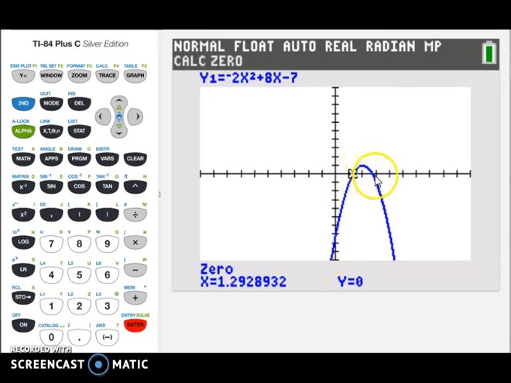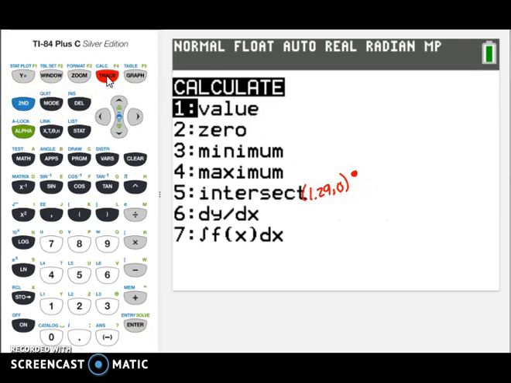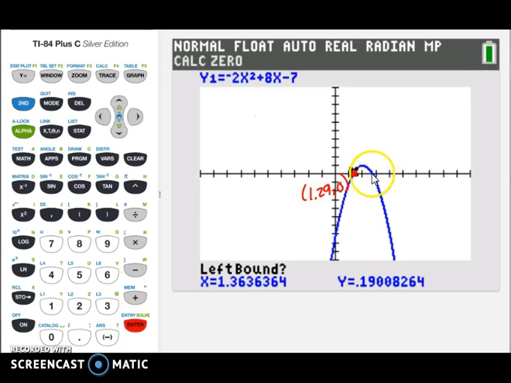So let's find the other 0. Let's write this one down: 1.29, comma 0. So that's this guy. So now I want to find the other one. I'm going to go through the same steps. I'm going to go to second, and go to trace. Ignore the writing on the screen. We're going to go to 0, and we're going to hit enter. So now we want to find this 0. So my left bound is going to actually be above it. So I want to move the blinky thing over so it's slightly above the next 0.